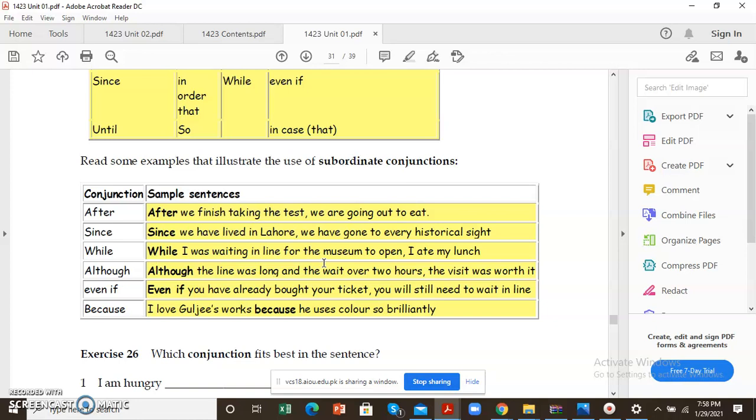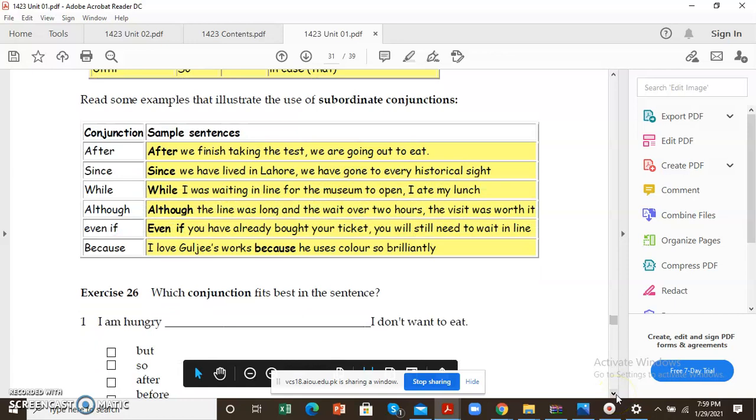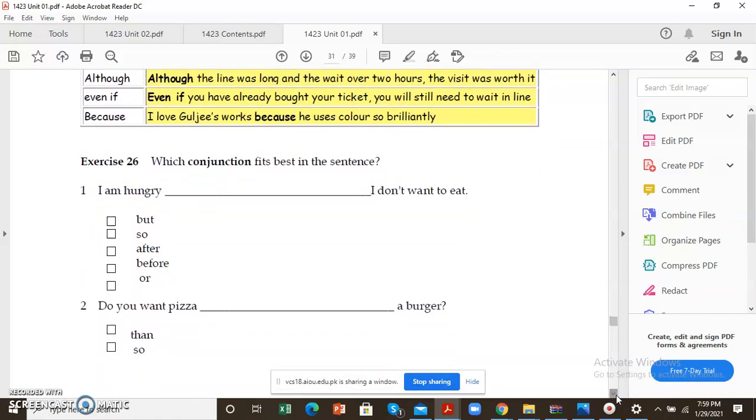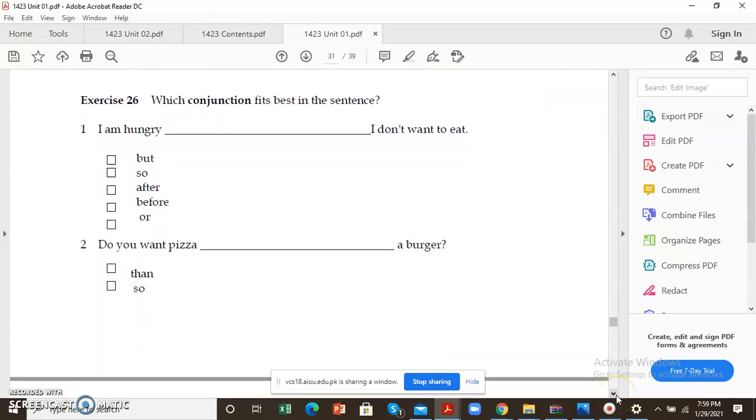Dependent is that which needs some supporting sense or words to explain it, right? If you say "while I was waiting in line for the museum to open," it still remains open-ended. It is still dependent on another sentence which explains it. That's why you call it a dependent or subordinate clause. I hope this idea is clear to you, why it has been inserted at the start of subordinate sentences, right? So I am going to take you towards the exercise.